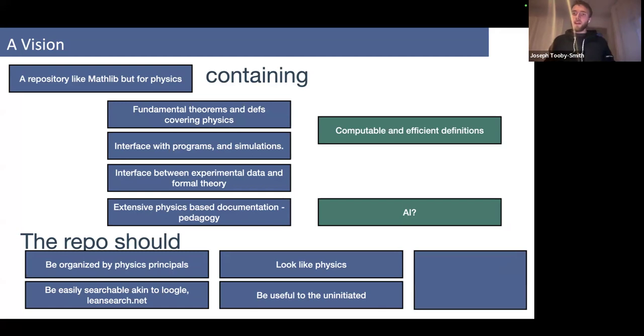And there's one other thing in this vision, or my vision of what I want the interface of physics and Lean to look like, but I'm going to leave that blank for now. And I'll come back to that at the end.